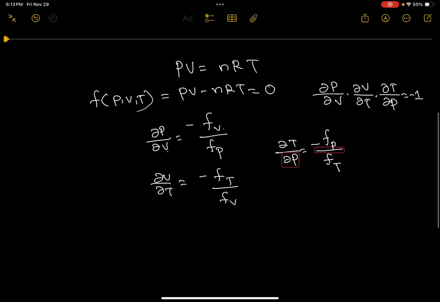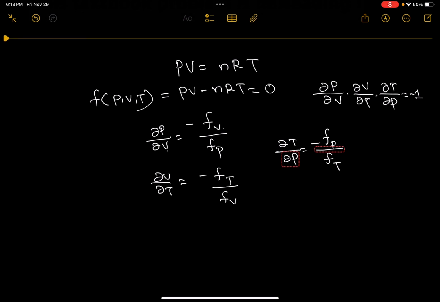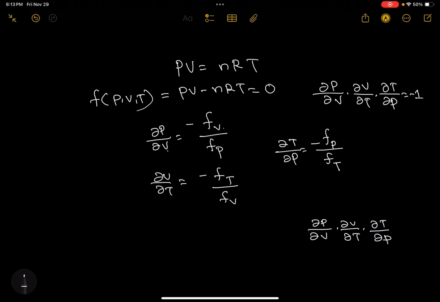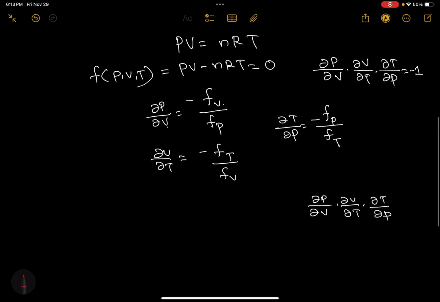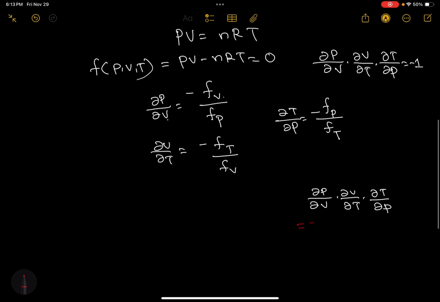Now if we know this, it is so obvious. Partial P by partial V, partial V by partial T, partial T by partial P: this is just negative of f_V by f_P, this one is negative of f_T by f_V, and this is negative of f_P by f_T. And now this just cancels out, and this just cancels out. So it's obvious that it's negative 1 to the power 3, which is negative 1.